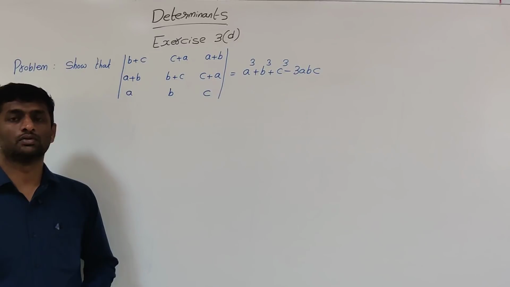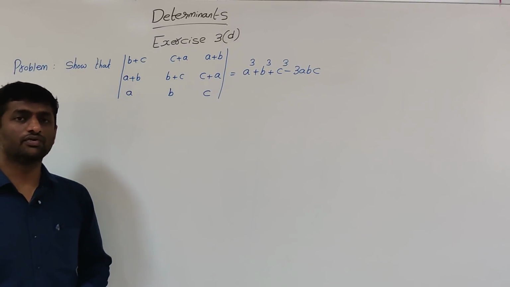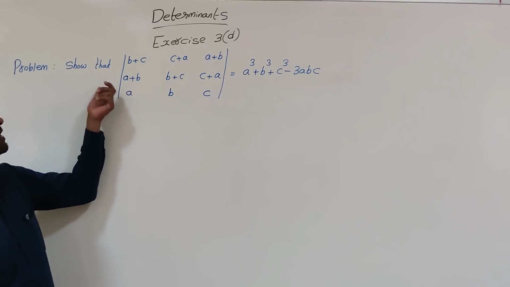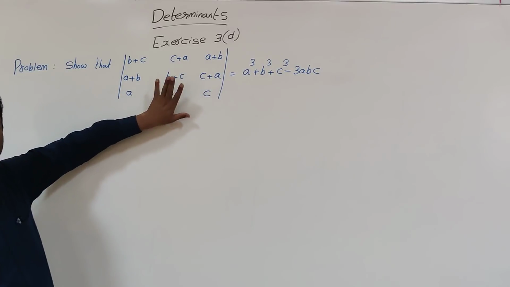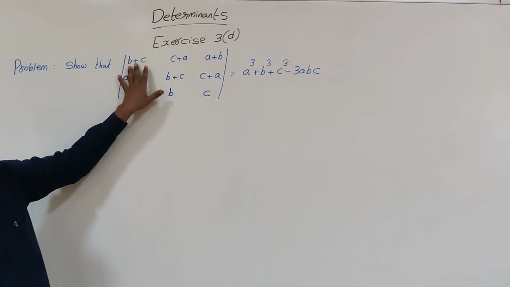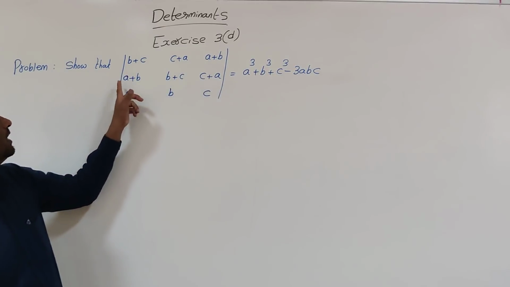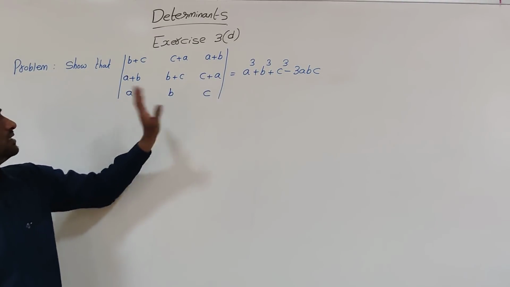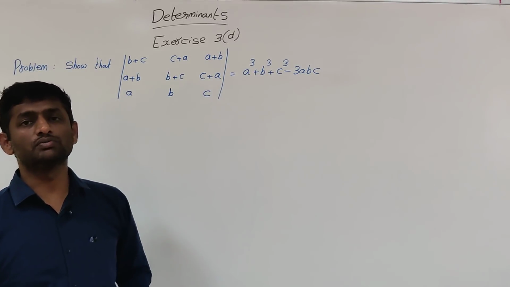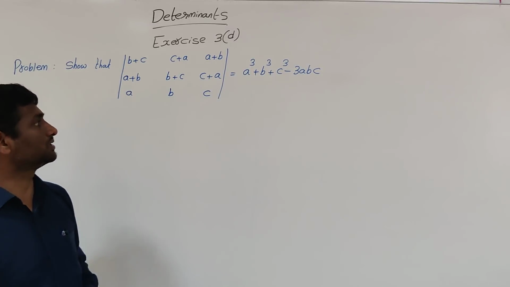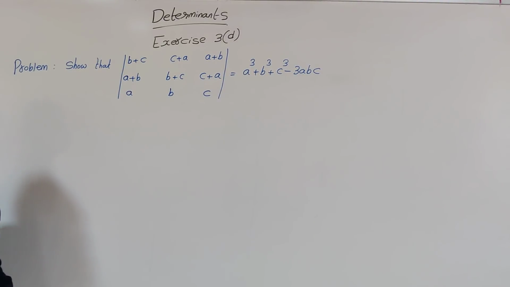So the problem is, show that the determinant. Because it is a square matrix, but he has given the determinant. So determinant of b plus c, c plus a, a plus b, a plus b, b plus c, c plus a, a, b, c. It is a determinant of a 3 by 3 matrix, and is asking to show that it is equal to a cube plus b cube plus c cube minus 3abc. So in order to simplify, we can use the notations so that it will be simplified.